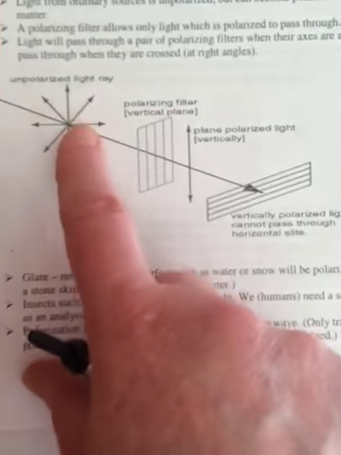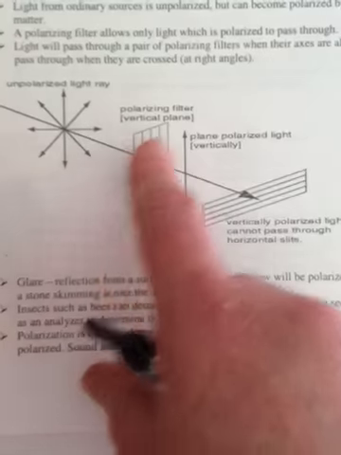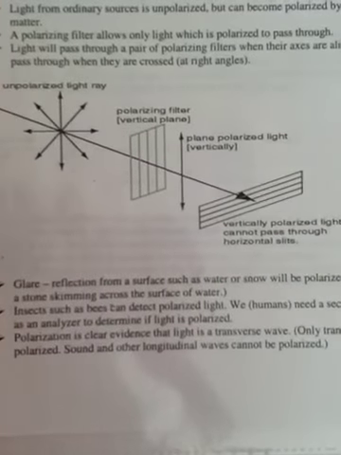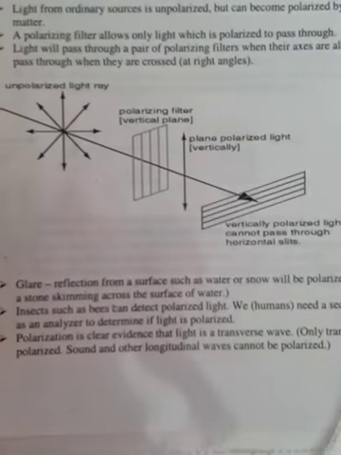Polarization is actually evidence that light is a transverse wave, because only transverse waves can be polarized. And so because light can be polarized, we know it's transverse. Sound cannot be polarized, so it isn't.